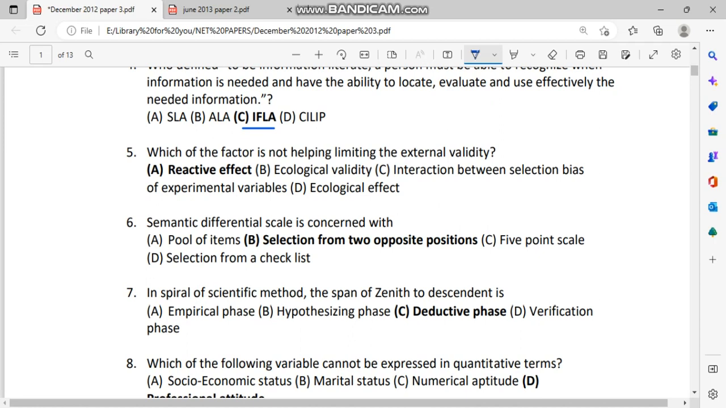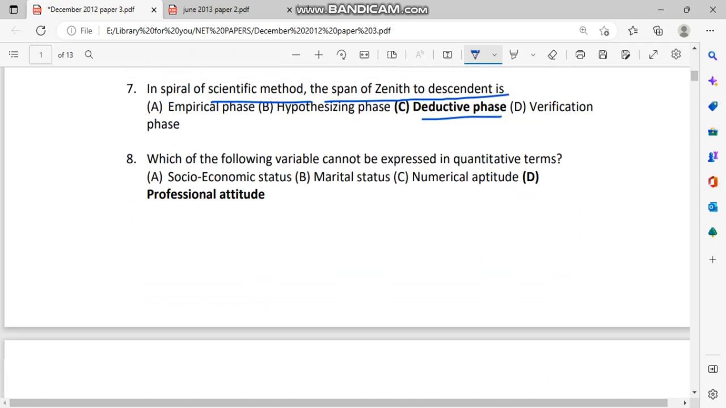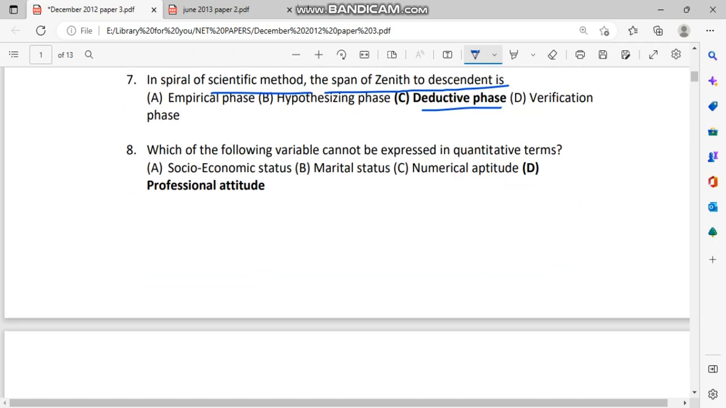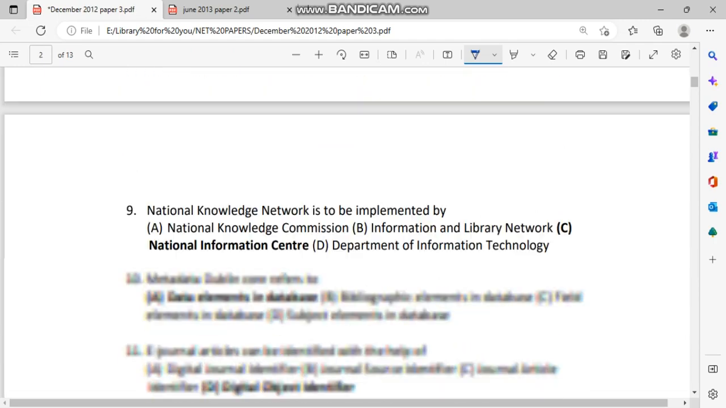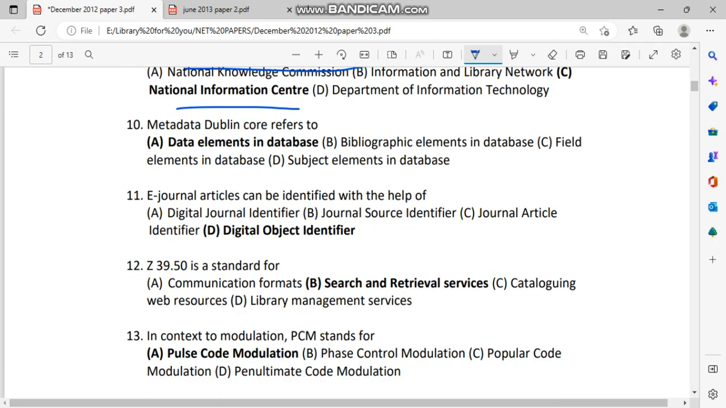Which of the factors is not limiting the external validity, that is, reactive effect? Semantic differential scale is concerned with selection from two opposite positions. In the spiral of scientific method, the span of joints to descent is the deductive phase. Which of the following variables cannot be expressed in quantitative terms, that is, professional attitude? National Knowledge Network is to be implemented by National Informatics Centre.